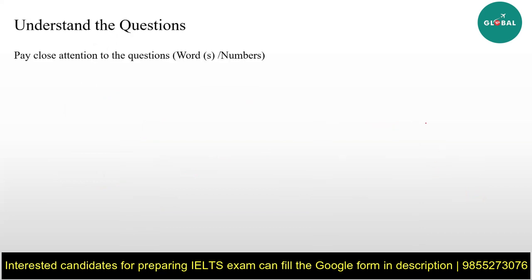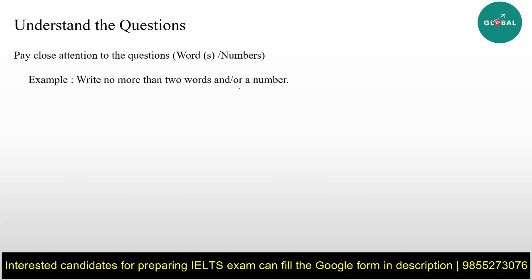Now, let us actually understand the questions. We know there are 8 different types of questions, but there is one thing that is similar in all of them, and that is the same thing that we noticed in reading. This is this line: write no more than 2 words and/or a number. Sometimes they write no more than 1 word. They always put a limitation on the amount of words you can write in your answer.